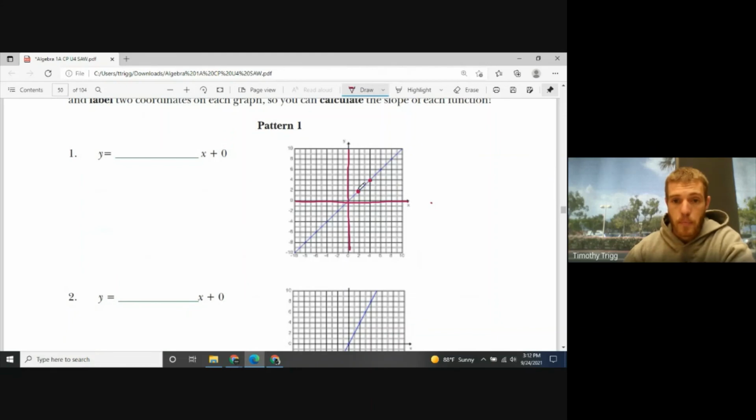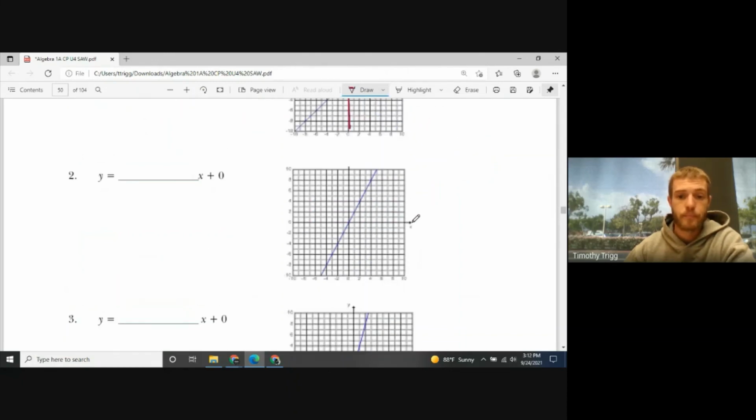So our slope would be the rise over run. Our rise, I went up 2, and the run is also 2. So that gives you a slope of 1. So the equation for this one would be y equals 1x plus the y-intercept. The y-intercept is 0. This one, the y-intercept again is 0.